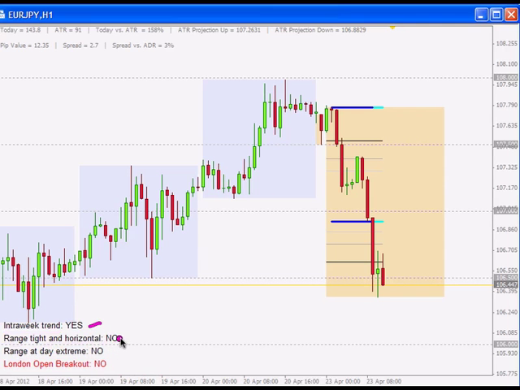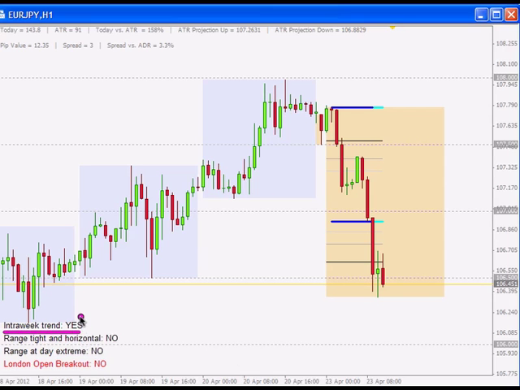If any of these three are marked as a no, well, as you can see here we have two no's, okay, for the range tight and horizontal, and for the range at the previous day's extreme. If any of these three are marked as no, then the whole filter will mark the London Open Breakout strategy as a whole as a no, meaning that today this specific currency pair, the euro against the Japanese yen, is not suitable to trade the London Open Breakout strategy. Okay? Anyway, let's go one by one.